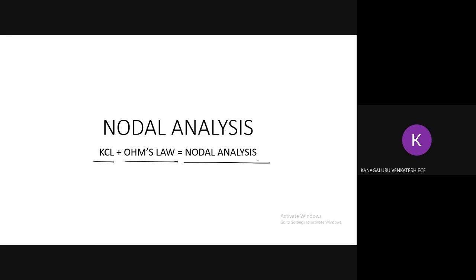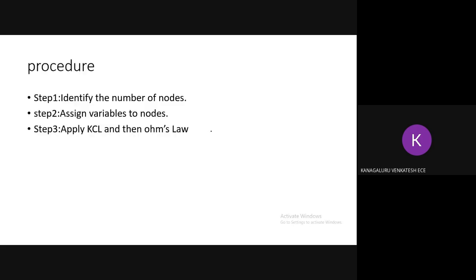What do you mean by KCL? For any lumped electric circuit at any time t, for any of its nodes, the algebraic sum of the currents leaving the node is zero. That is your KCL. What is Ohm's law? Ohm's law is V equal to IR. So if I want I, I is V by R. The combination of these two will give you the nodal equation. We'll see the procedure to obtain that equation.